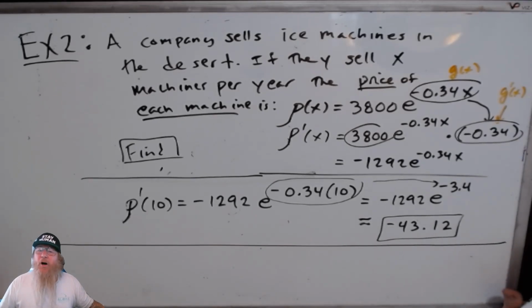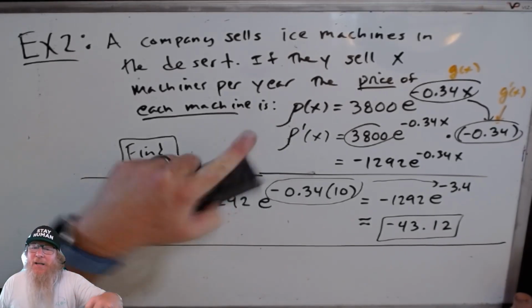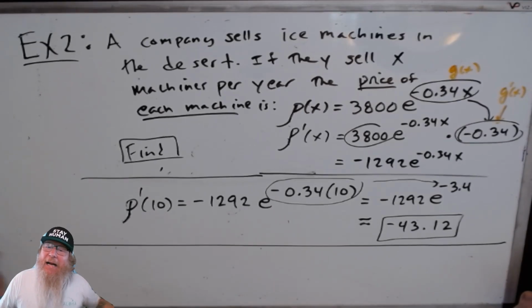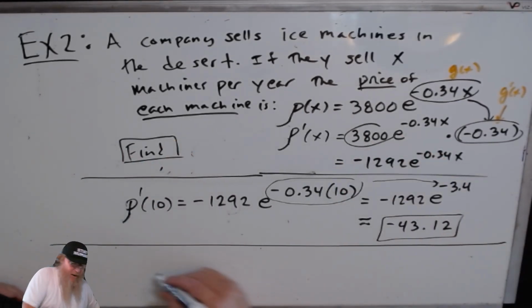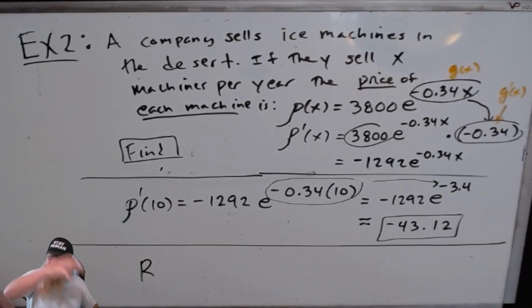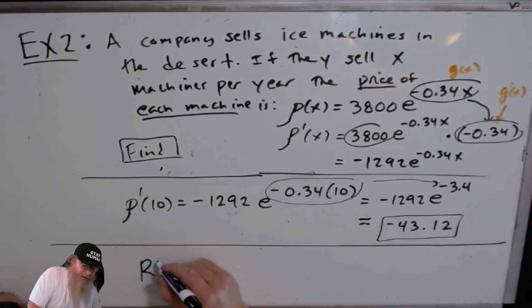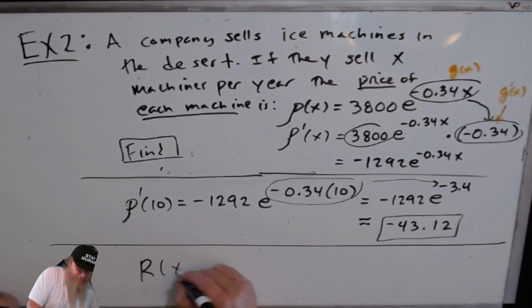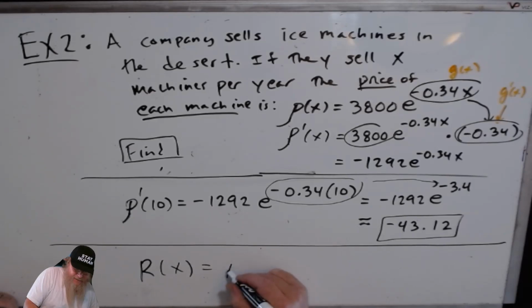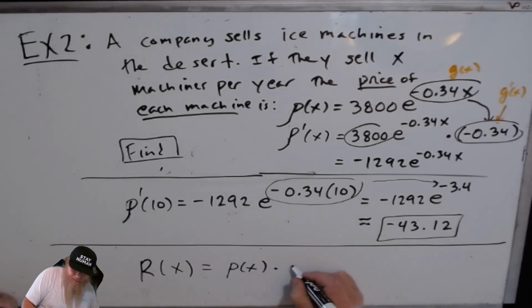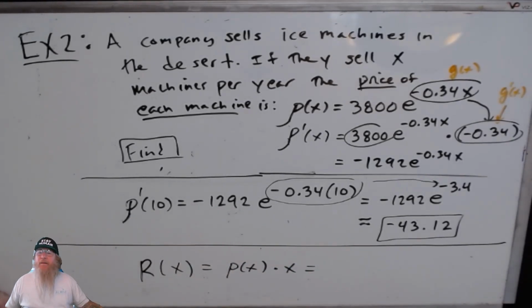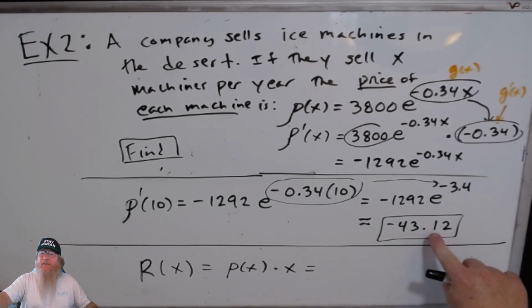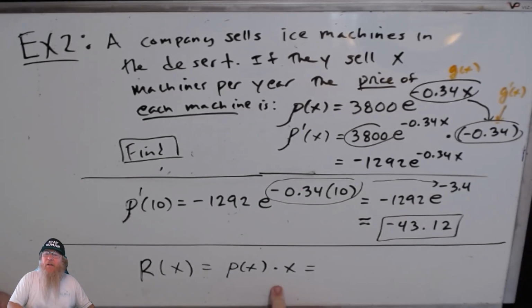Maybe I shouldn't use the word cost. That's what it costs if you're a buyer, if you're buying ice machines. This problem is about revenue, so we're looking at it from the other side. It's how much we're making when we sell the next ice machine. All right, so revenue. Remember, revenue is just price times X. Now we're selling them. So this is just talking about the price of the machines. Now we're actually going to sell them.